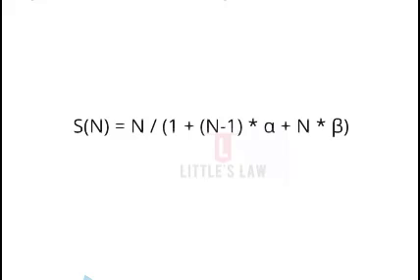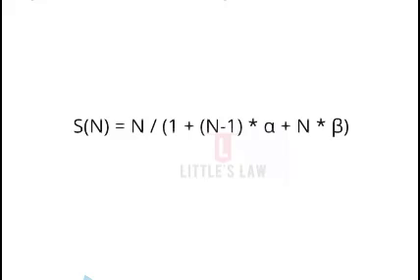The formula is S(n) equals n divided by 1 plus alpha times (n minus 1) plus beta times n times (n minus 1). So what are all these? What is S(n), what is n, what is alpha, what is beta? S(n) represents the scalability of the system when using n number of resources. It indicates how the system's performance scales as the number of resources increases.